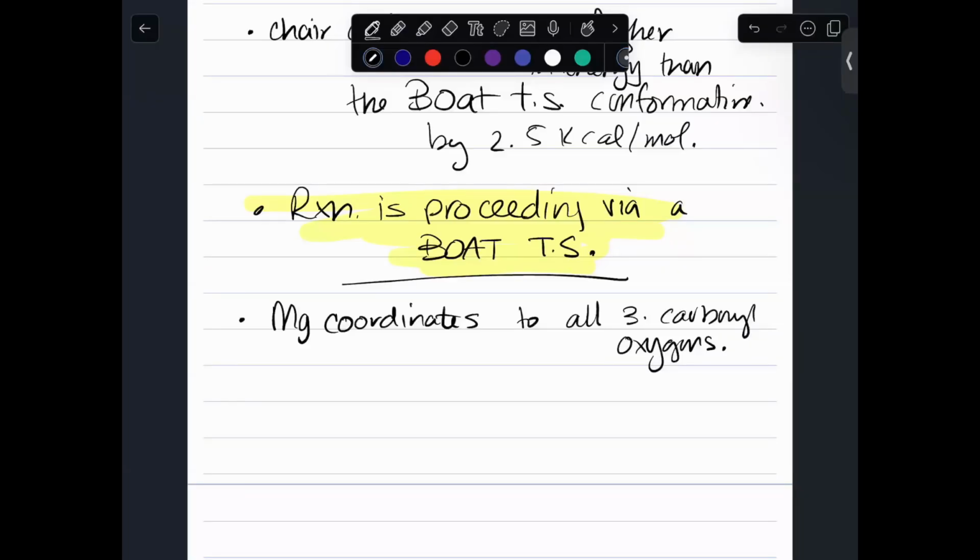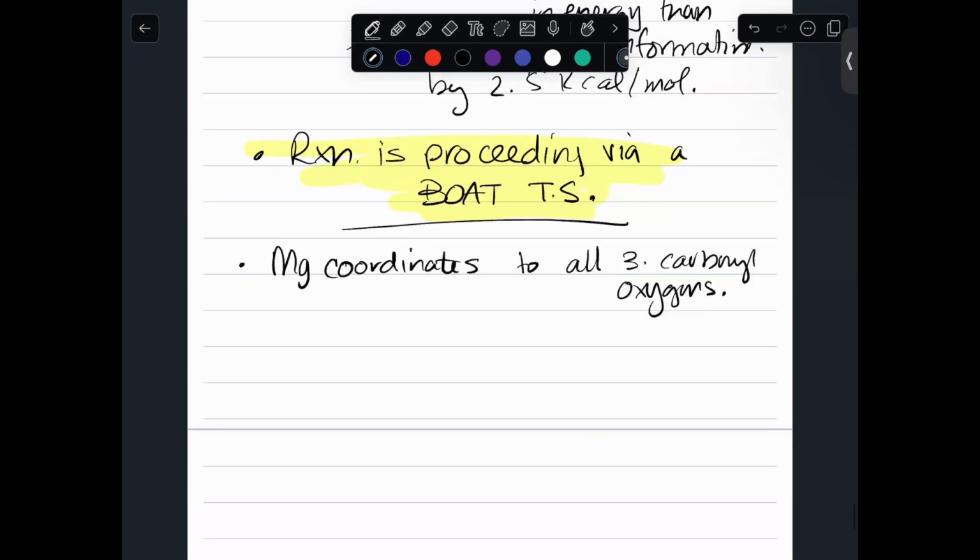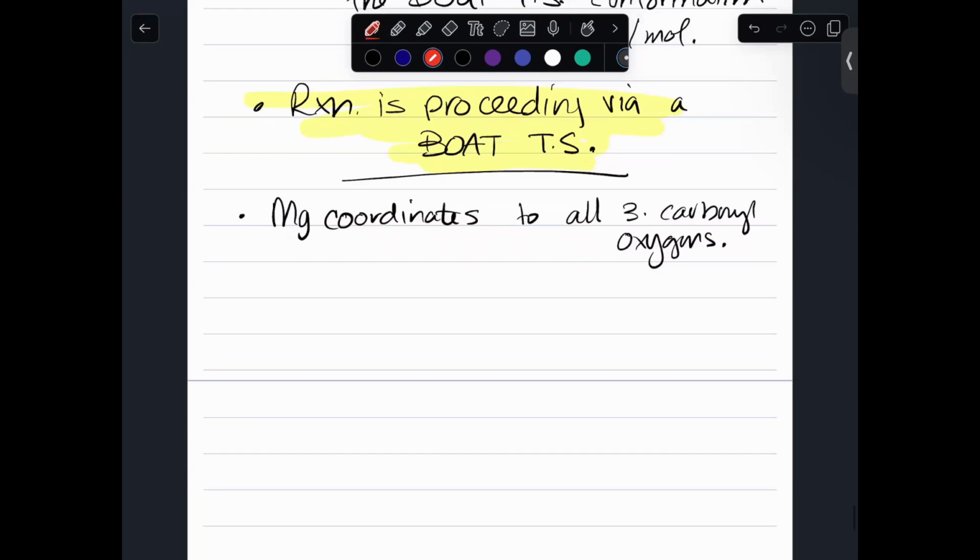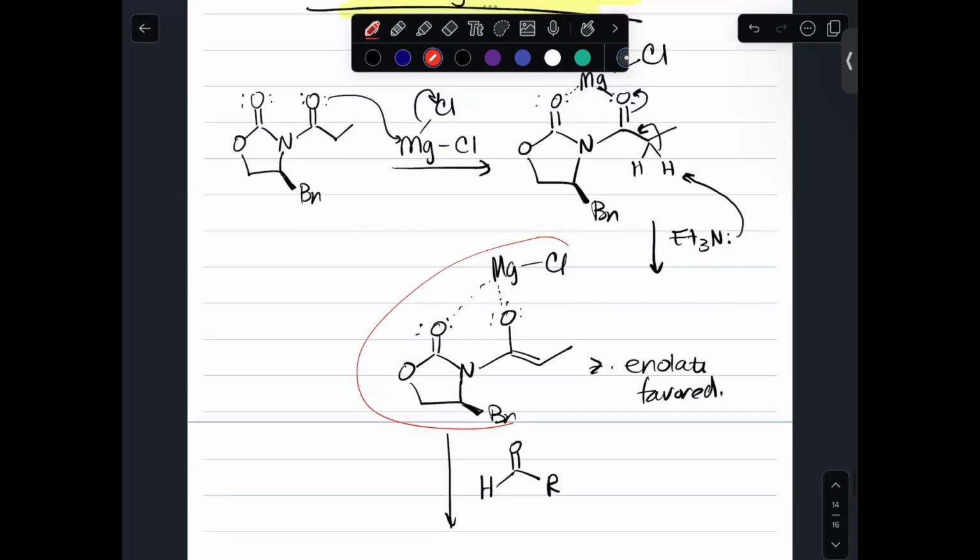So again, make sure that you understand how to see things three-dimensionally. You can rotate, you can see things from the top and the side, because in this case, it is a boat transition state, so it might be a little bit more difficult for you to see. Please come see me if you need help. But what I'll try to do is I'll try to color code things just like I did before. So let me go ahead and draw out my intermediate that I just drew up here, but I'm going to color code it red.